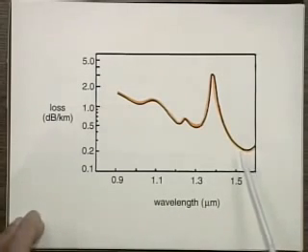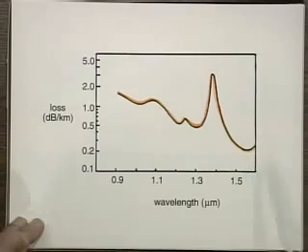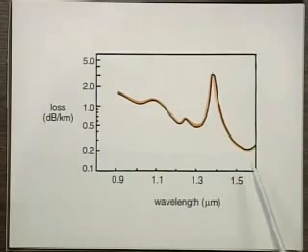So if we're going to do better than this, we're going to go further into the infrared, which means we have to have the right sources and the components and so on to work in the infrared and then deeper in the infrared. Okay, so now we know a little bit about the loss in a fiber.